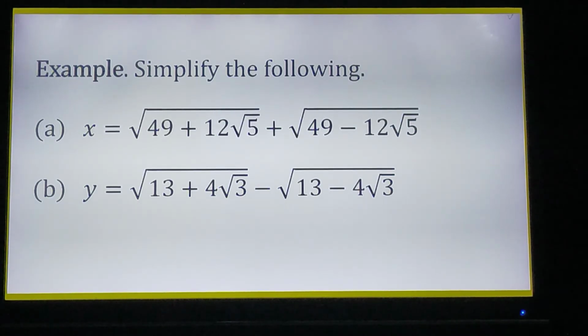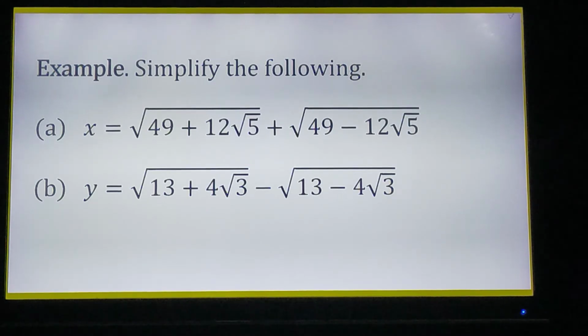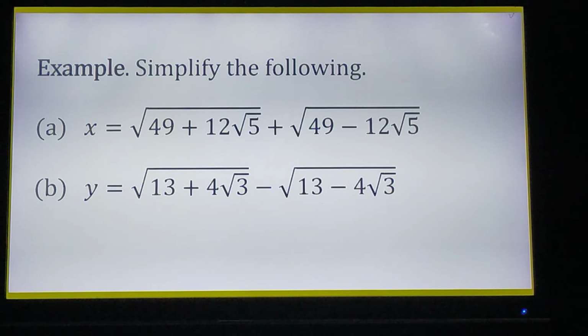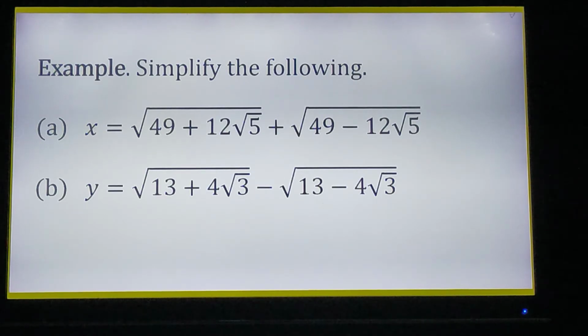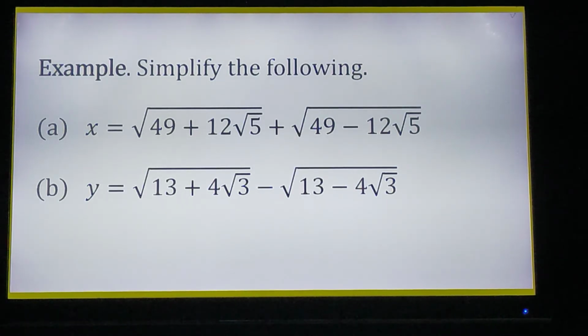So the two radicands inside the outer square root signs are just conjugates of each other. So whatever you do to the first one, just do it with the second one, except for the signs, because they have opposite signs. The first one is plus, the second one is minus. Same thing with the letter B.